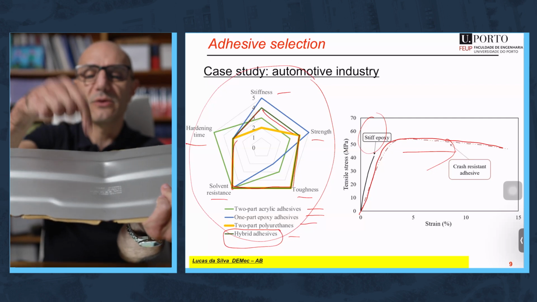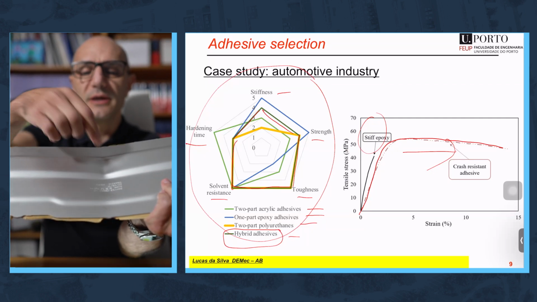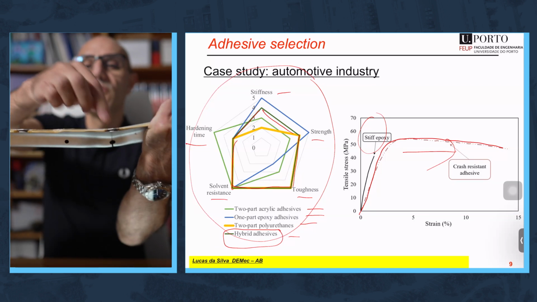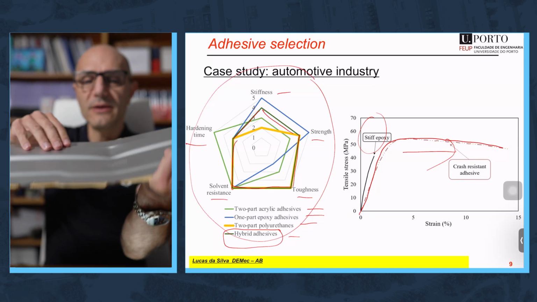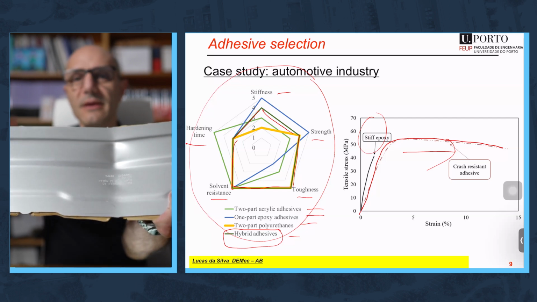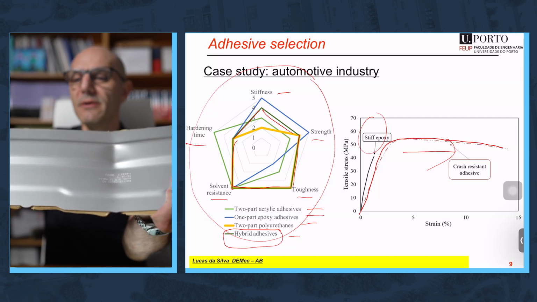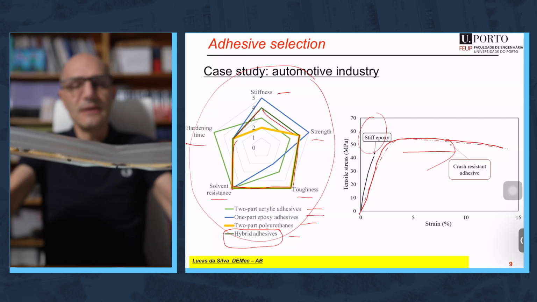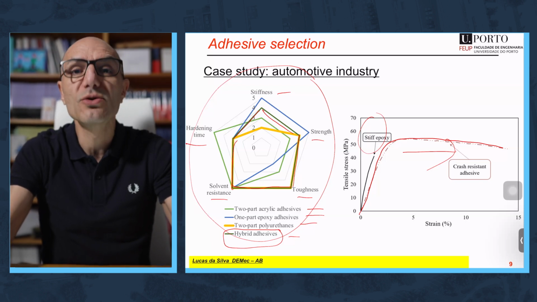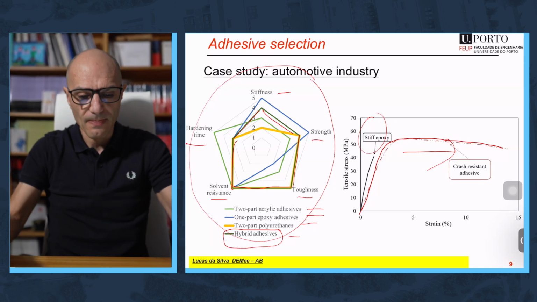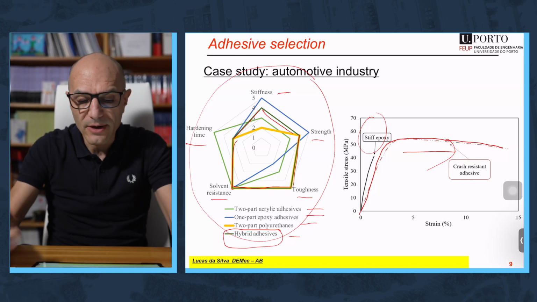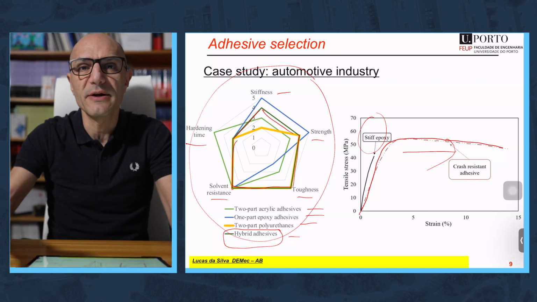Bear in mind that what is really absorbing energy is the plastic deformation of the aluminum, but the adhesive needs to hold the aluminum together so that the aluminum can absorb the energy. All right, so that's a typical example of adhesive selection, in this case for a real application, the automotive industry. So that's for the selection. Now let's move on to the adhesive characterization.